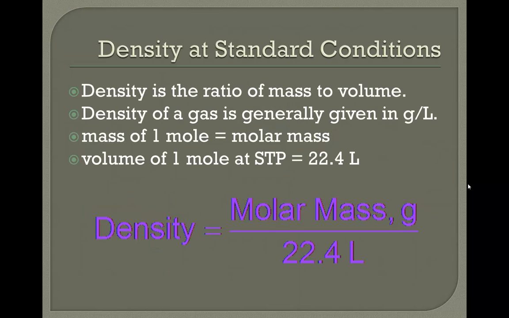So let's move on to density. We're relating density to molar volume because of the fact that density is a ratio between mass and volume. Density of a gas is generally given as grams per liter. So the mass of 1 mole is the molar mass, and the volume of 1 mole at STP is 22.4. That means the density would have to be the molar mass over 22.4. Think of it this way. Molar mass is grams per mole. Molar volume is liters per mole. The moles cancel, and we're left over with grams per liter.